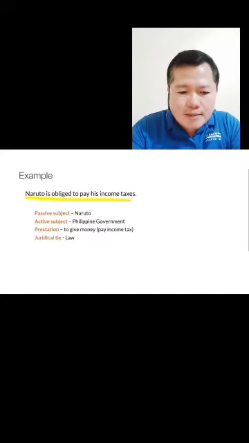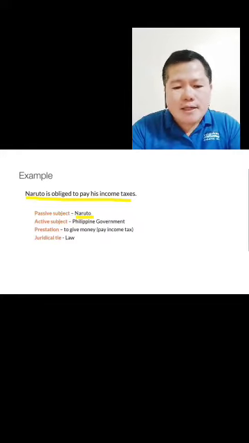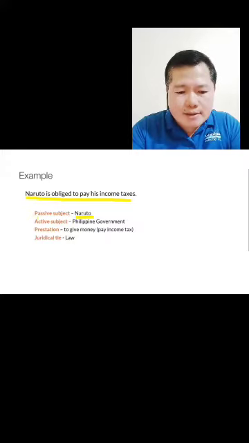So for example, if we have a debt, that is our example. Naruto is obliged to pay his income taxes. So let's analyze the situation. What's the obligation? Who has the obligation? Naruto. So he is the passive subject. He needs to pay taxes, so we consider him the passive subject.